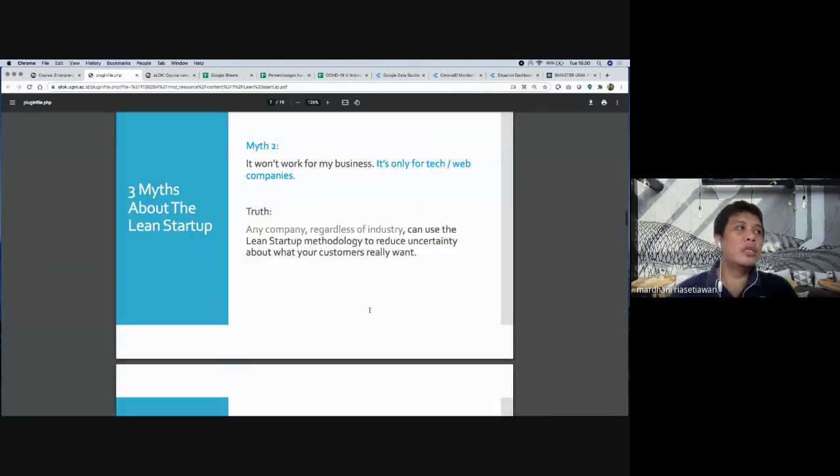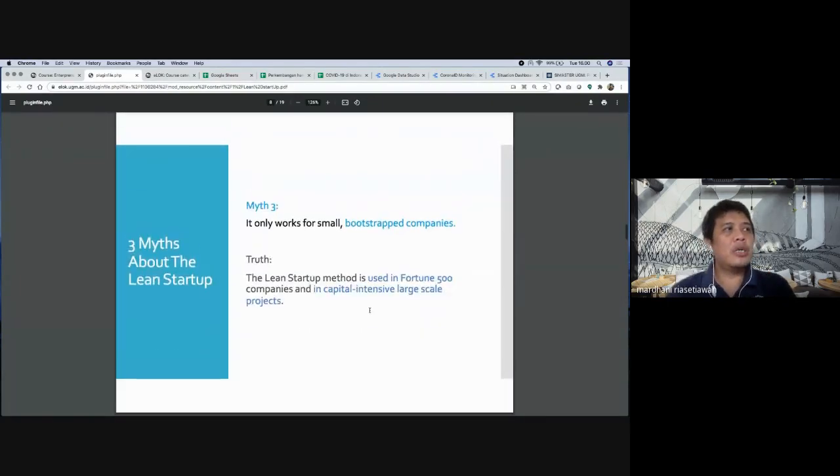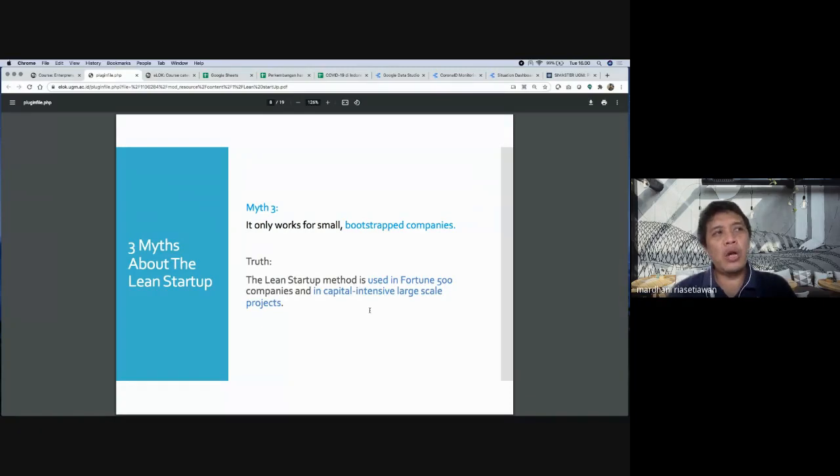And the third myth is that it only works for small or bootstrap companies. But actually, it also works for capital intensive or large scale projects. If we have a project with many resources involved and a lot of funding, for example, it can also work for that purpose. You will see the difference in it.